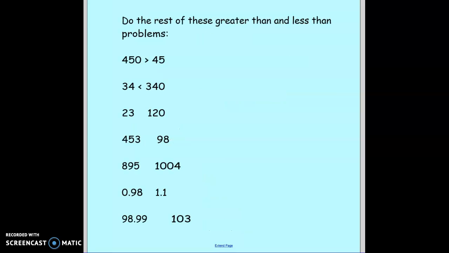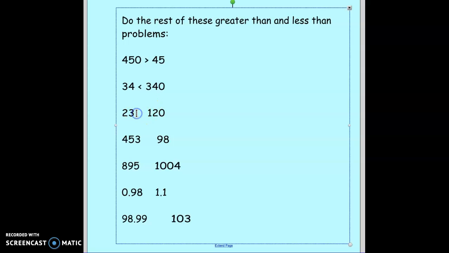And these are the actual questions that I'm going to get you to do at the end of your sheet. Do the rest of these greater than and less than problems. And we can talk about crocodiles eating bigger numbers. That's what happens, isn't it? Remember the crocodile's smile. It's always eating the bigger number. So 450 is greater than 45. 34 is less than 340 because the crocodile's eating the bigger number.